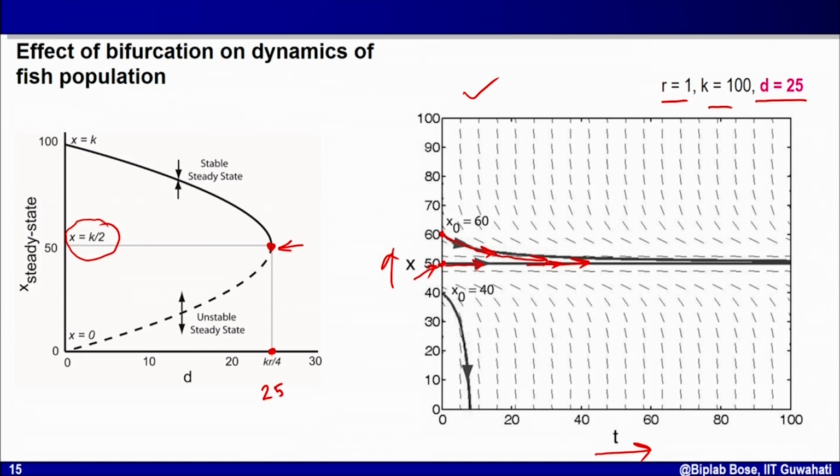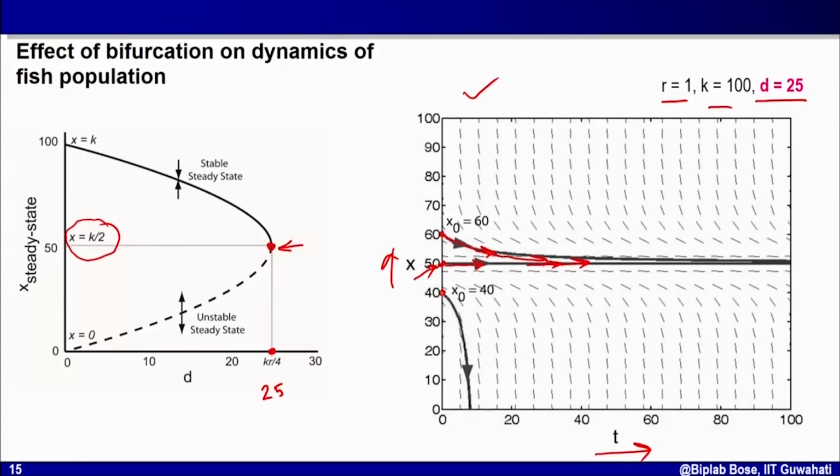But what if I start with a number of fish slightly lesser than 50, say 40. So at t equal to 0, I have only 40 fish in the tank. And they are growing by logistic growth, and I am removing 25 fish per unit time. So then my direction field tells me that this will be the path followed by x. So number of fish will eventually decrease. It will move away from the stable steady state, the steady state at 50. So as you can see, from one direction this is stable, from the other direction it is unstable. So this is semi-stable.